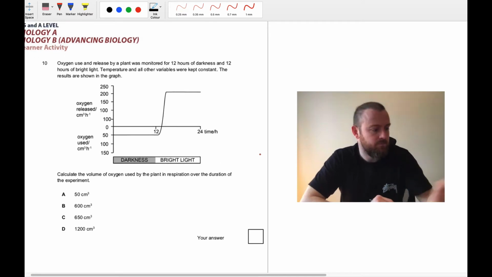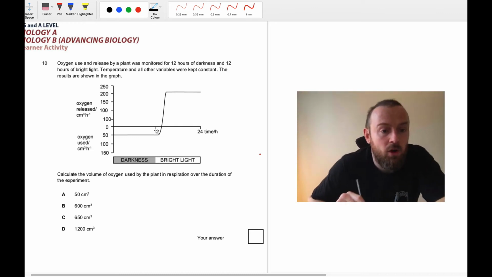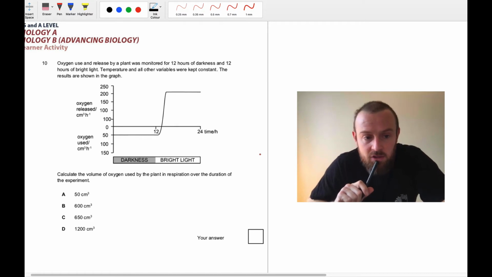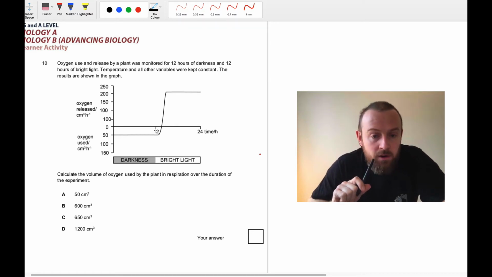10. Okay. Oxygen use. Good coffee. Oxygen use and release by a plant was monitored for 12 hours of darkness and 12 hours of bright light. Temperature and all other variables were kept constant. The results are shown in the graph. Calculate the volume of oxygen used by the plant in respiration over the duration of the experiment.